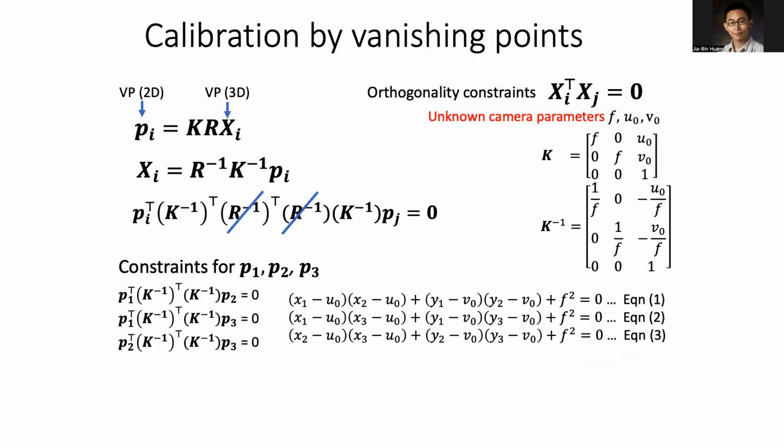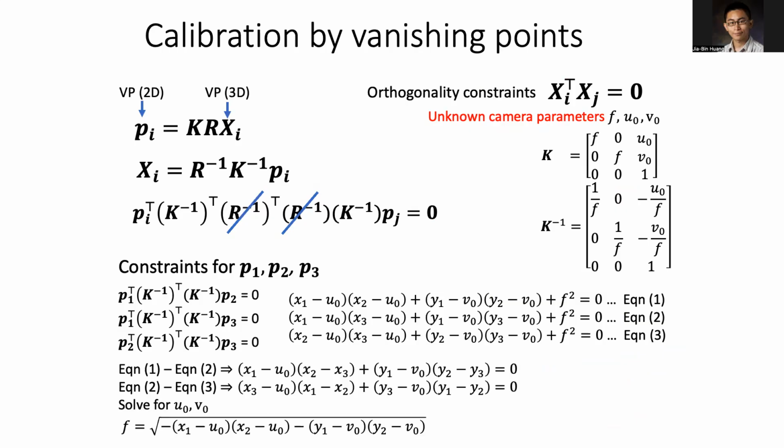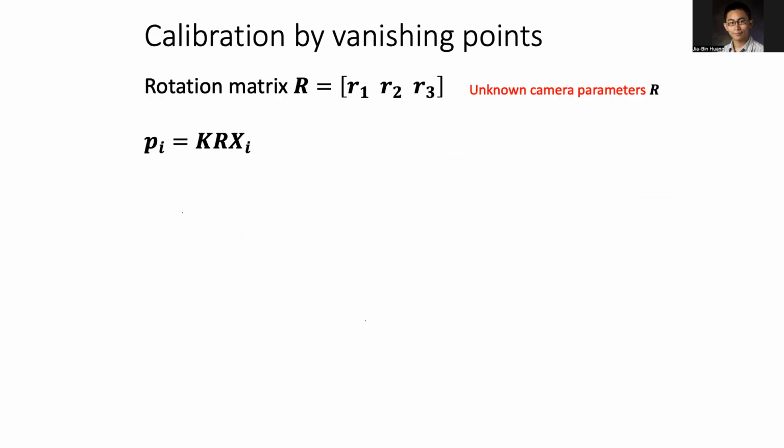All right, you can go through the algebra. It's a bit boring, but I just want to show you that it can be done. Once you have this, you can expand the equations and solve them. In the end, based on the vanishing points, you can figure out u0, v0.